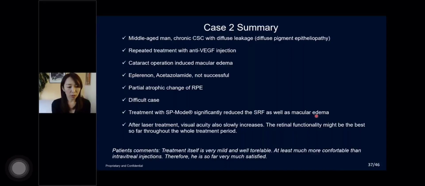But treatment with SP mode significantly reduced the retinal fluid as well as the macular edema, and the visual acuity also improved, slowly. It means retinal functionality might be the best so far during his treatment period. So this patient is also very happy so far. Anyway, the treatment is very mild and very tolerable, at least much more comfortable than injection. Therefore he's very happy.